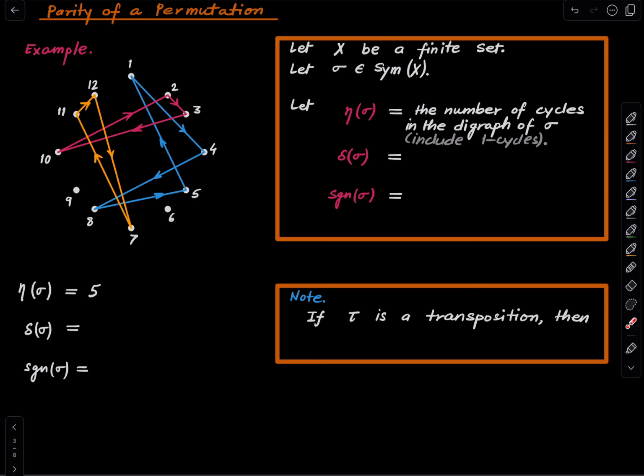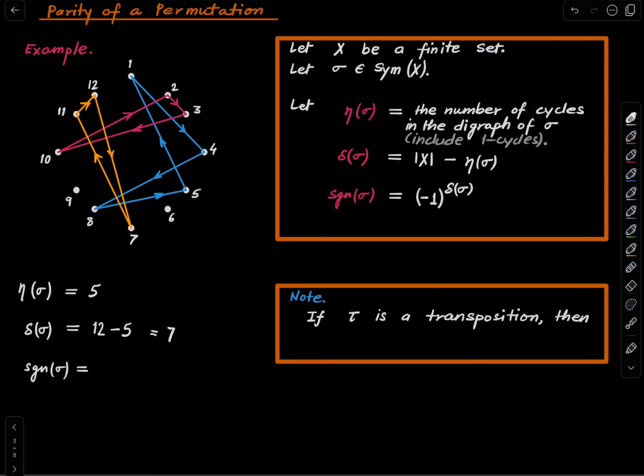Then we define delta sigma as the size of the set X minus eta sigma. Right? It's some kind of deficit, if you will. That's why I've chosen this notation, difference or deficit, whichever you like. So what is delta sigma here? Well, it's just 12 minus 5, because size of X is 12, which is 7. So now finally we define what is the sign of sigma. The sign of sigma is defined as minus 1 to the power delta sigma.